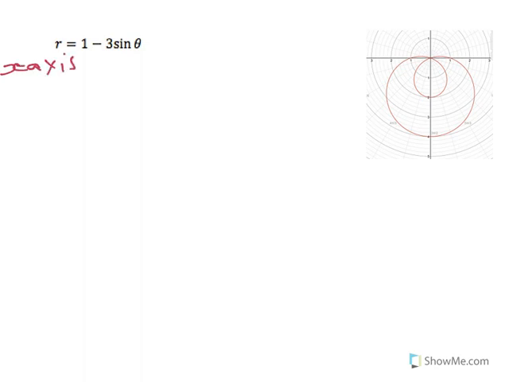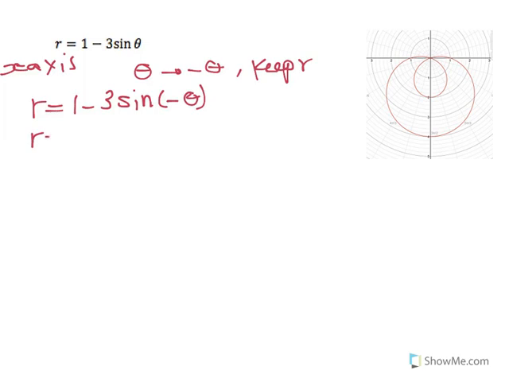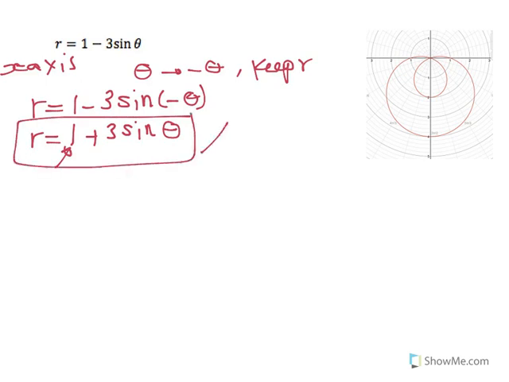So x-axis, I know that I have to replace theta by minus theta, and I'm going to keep r. So r equals 1 minus 3 sine minus theta. And as we know, sine is an odd function, so it's going to be 1 plus 3 sine theta, not equal, and it's positive, so this one fails, not symmetric around the x-axis.